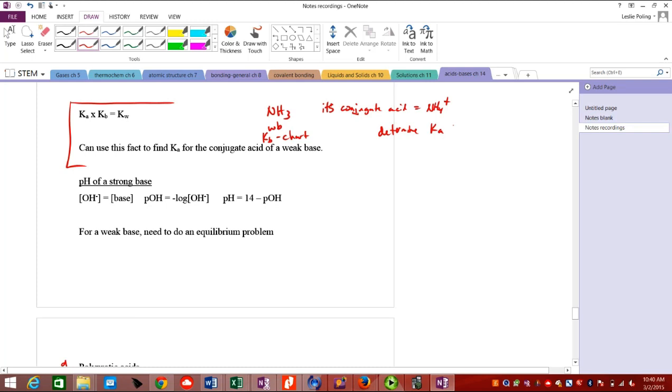Now, if we have a strong base, then the OH minus concentration is equal to the concentration of the whole base. And then we could find the POH and then the pH by subtracting from 14. If we have a weak base, we have an equilibrium problem.